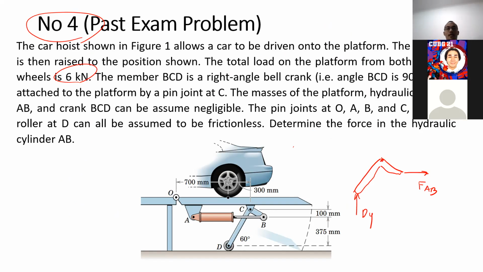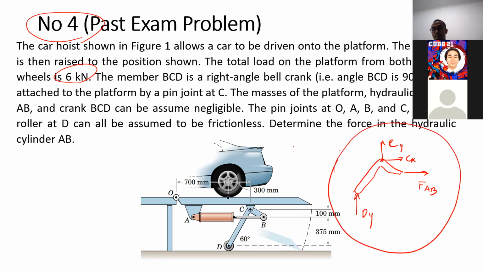CX and CY. Yeah, because that one is just a pin, right? And BCD is a two force member. Okay, and from this one we have four unknowns. The ones we want to find out are FAB, DY, CX, CY. We don't want that, but they are unknowns, so we cannot solve this.